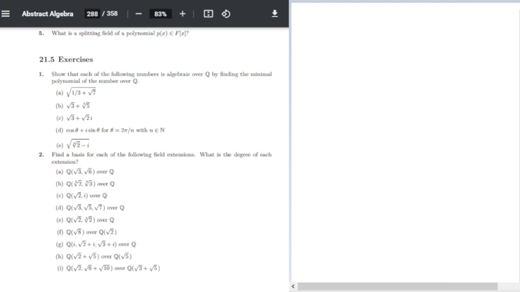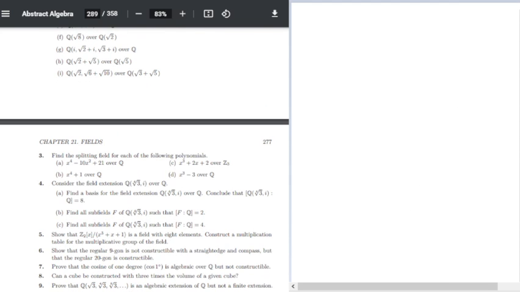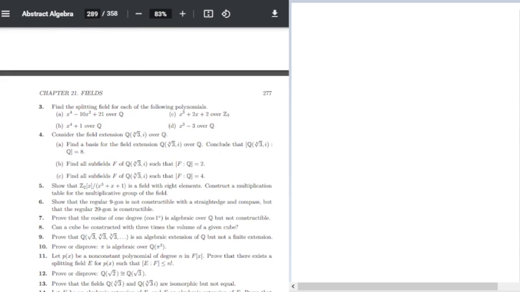Okay. Find a basis. Oh god, no. Okay, show the splitting field. Oh, what is going on with my internet? Oh, that's not good. Okay. Oh, this internet. Oh no. Okay.